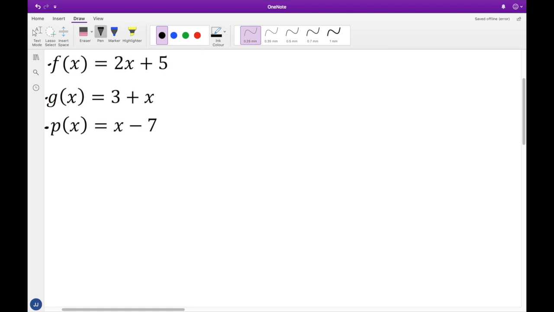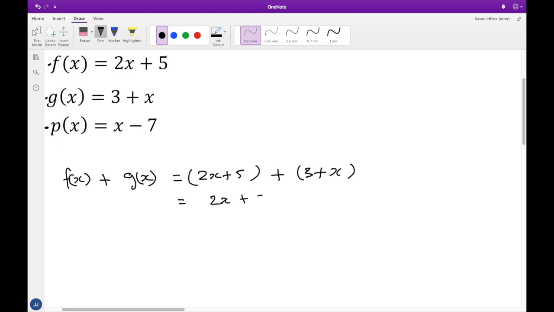What is the f of x plus the g of x? Yeah, so I'm just gonna add these two functions together. So the f of x is 2x plus 5. That's the f of x. And then I'm gonna add that to 3 plus x, and that is my g of x, right? So now I'll have 2x plus 5 plus 3 plus x.